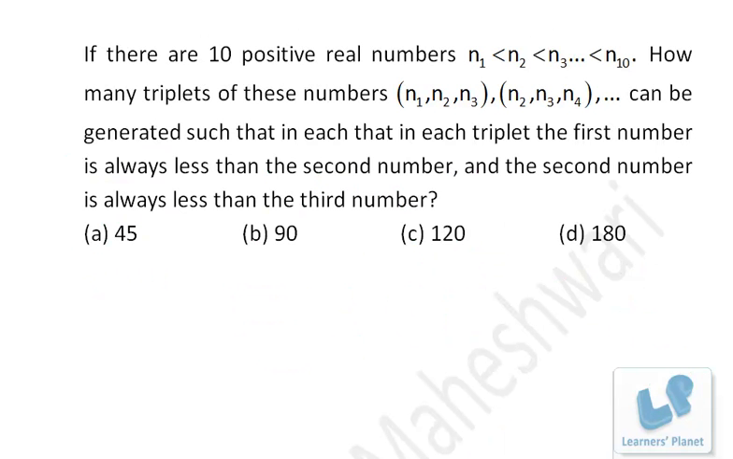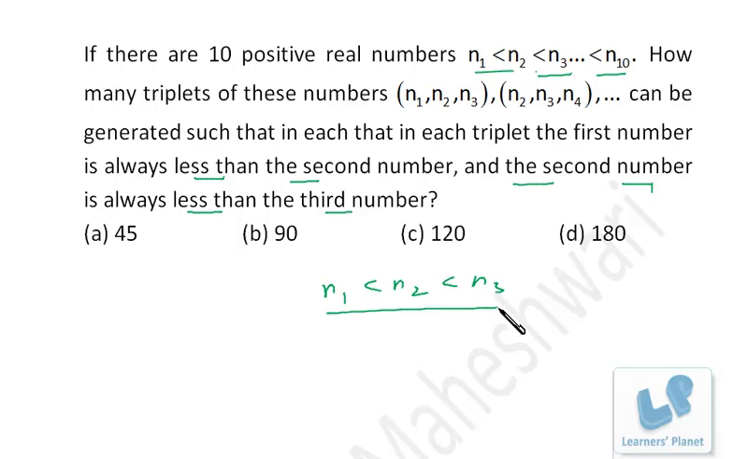Now friends, let's see this question. This is from CAT 2002. If there are 10 positive real numbers n1 is less than n2 is less than n3 till n10, that means there are 10 numbers and they are written in ascending order over here. How many triplets of these numbers can be generated such that in each triplet the first number is always less than the second and the second number is always less than the third? That means n1 is less than n2 is less than n3, right?